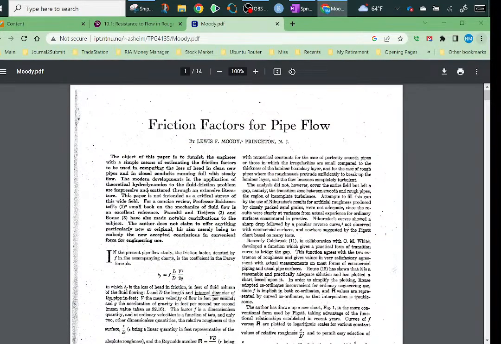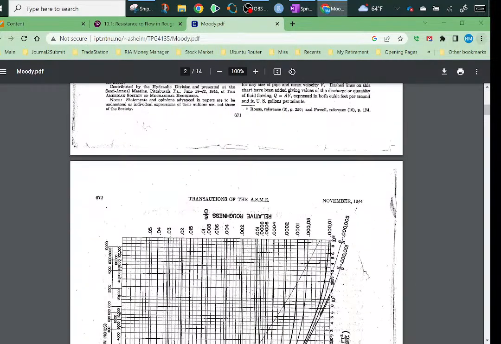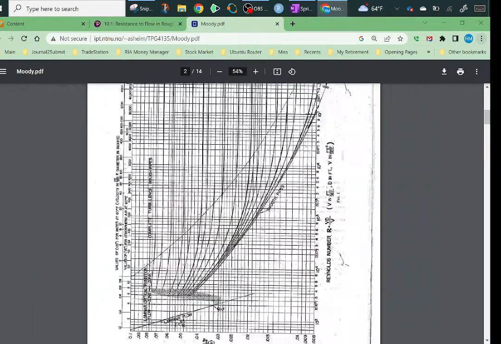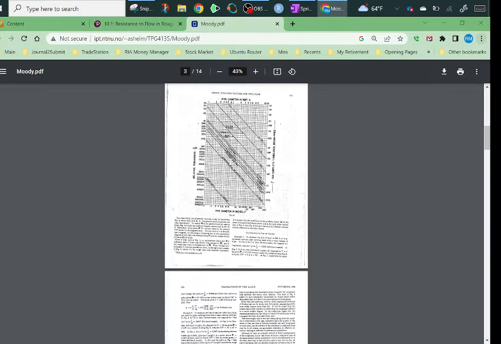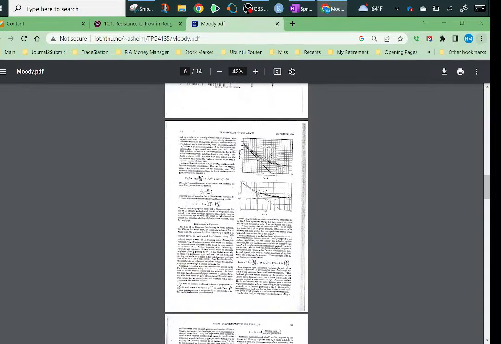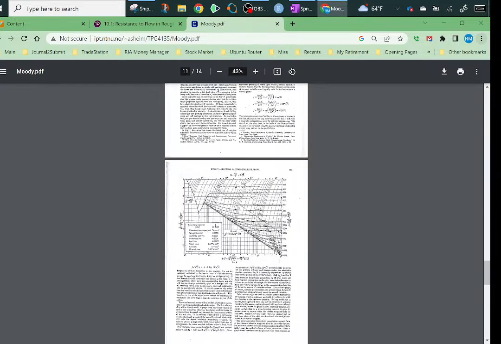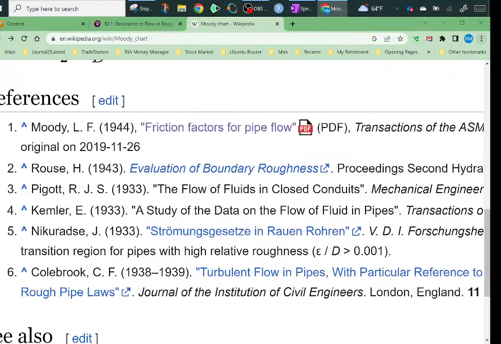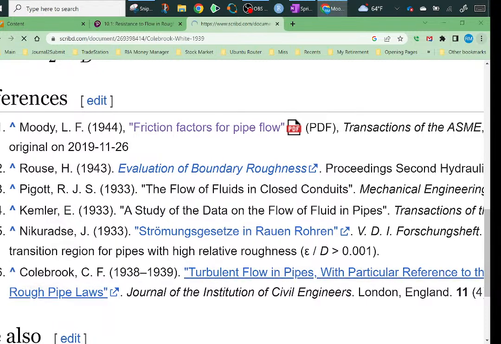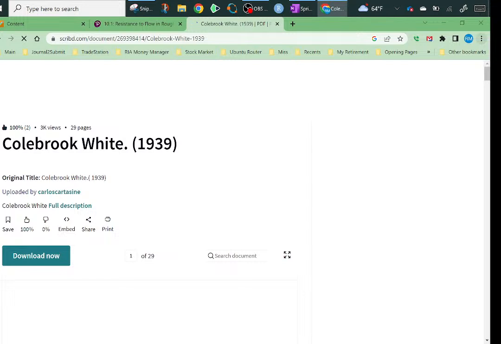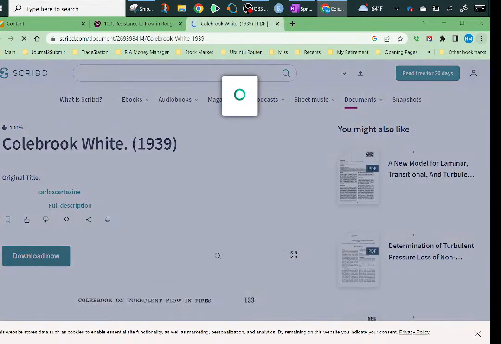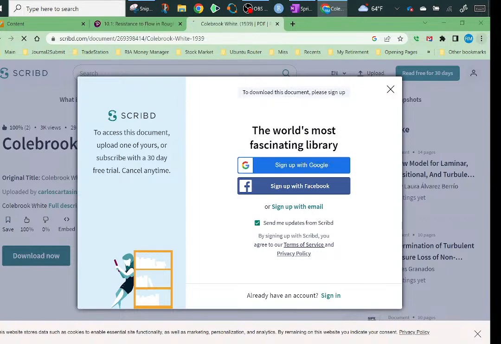This is the original article here. And there it is, the original article. Doesn't look much different than it did back then. There's a lot more stuff in here that's probably supporting that. But the other one is the Colebrook, one of the original ones too. And that's actually talked about too.